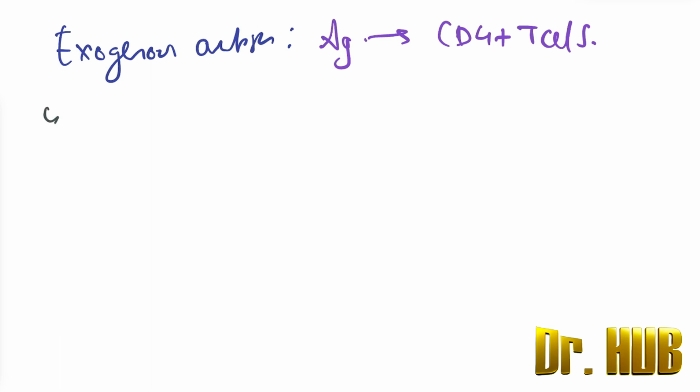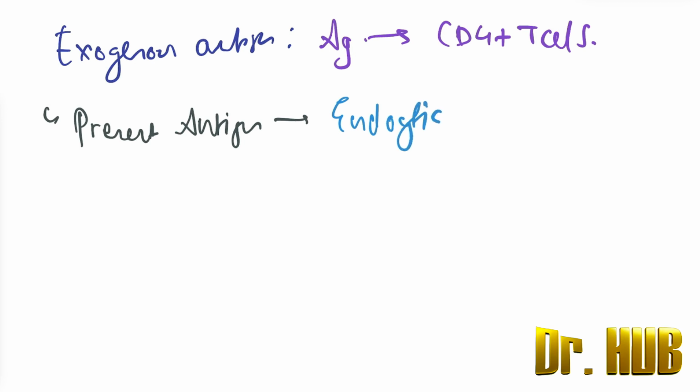Then they present antigen via the endocytic pathway. In the MHC class 1 it was a cytosolic pathway. Here it is the endocytic pathway.